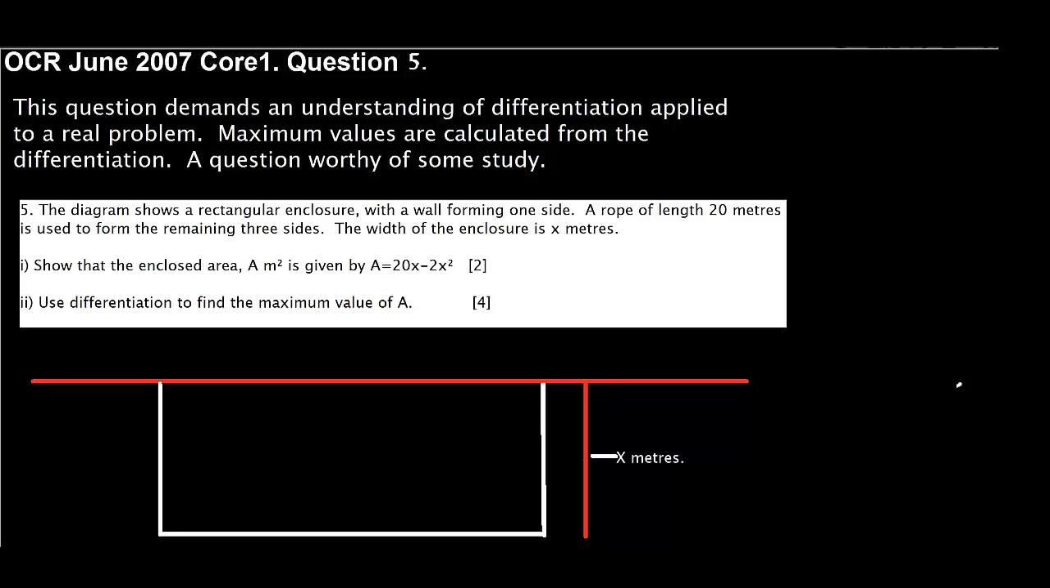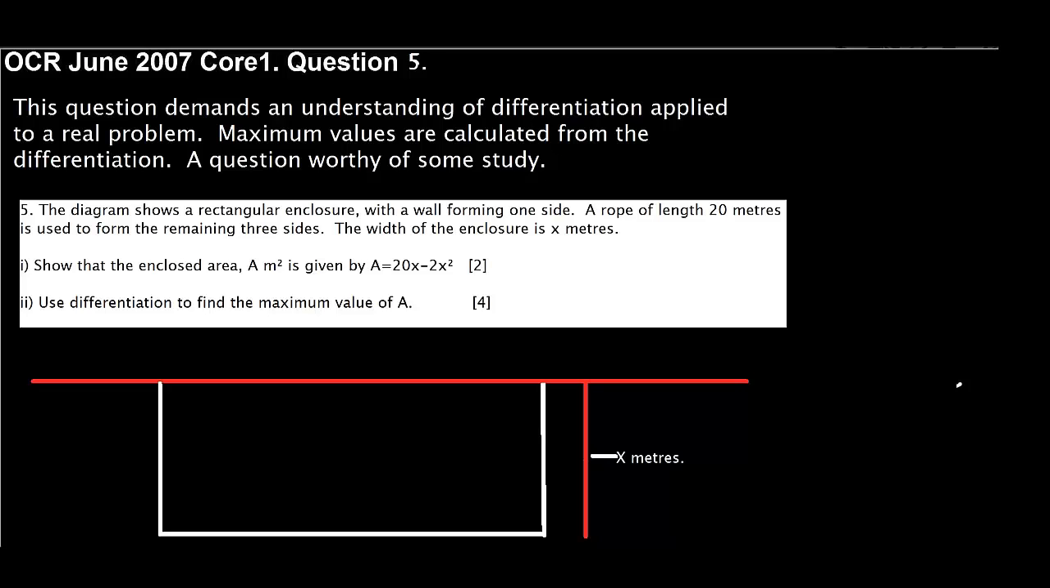This is the OCR June 2007 Core 1 paper, question 5. It's a differentiation question based on a problem where you have to calculate maximum values and work out the maximum area of an enclosed space. So, just look at the question. It's worth spending some time on because this kind of question comes up quite regularly.